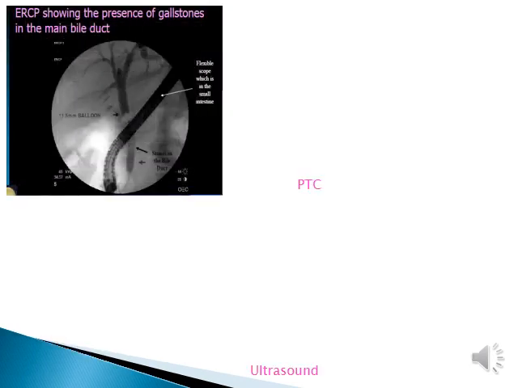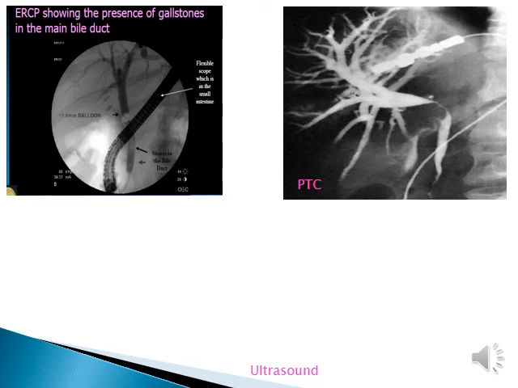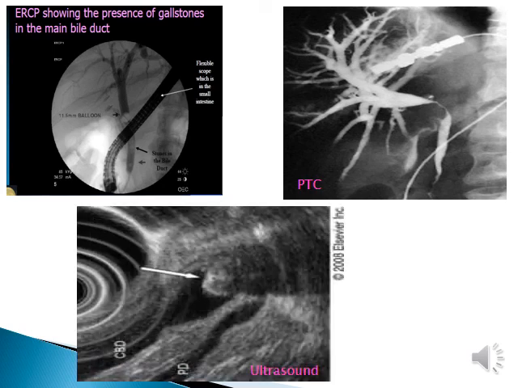This slide shows an ERCP picture showing a stone in the main bile duct. And this is a PTC picture showing a stent inside one of the dilated biliary tree, and this is an ultrasound showing a dilated common bile duct.